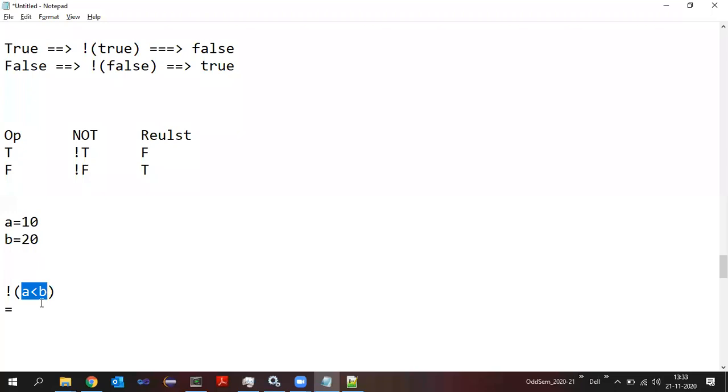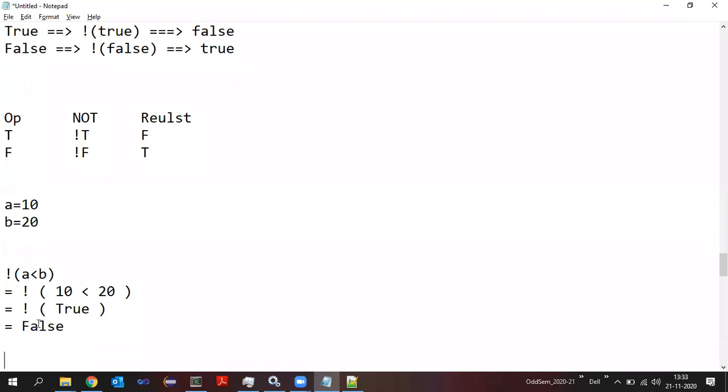What is the operation? It is a relational operation. A less than B. What is the A value? It is 10. Let me write it step by step. 10 less than 20. Now here, not I will keep as it is, and within the bracket, 10 less than 20 is True. So this time I will operate with the not. So not of true means what? It is false.